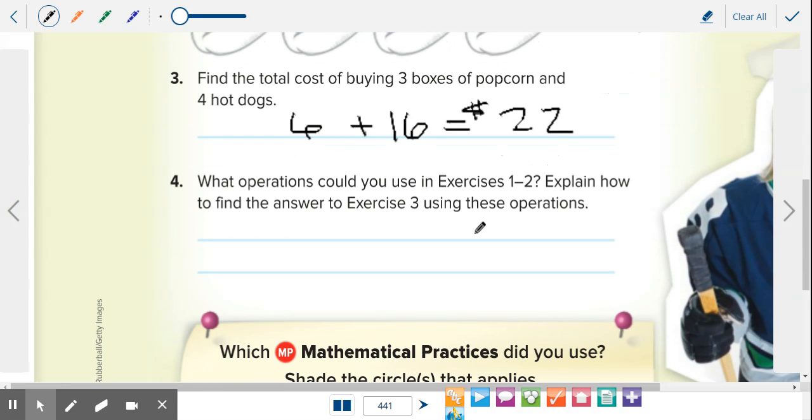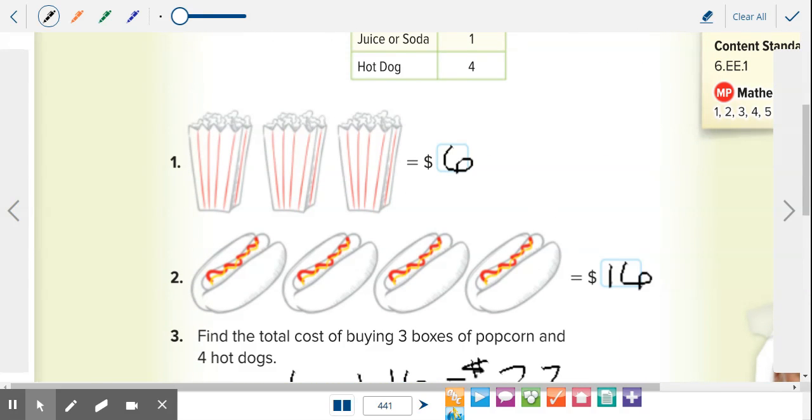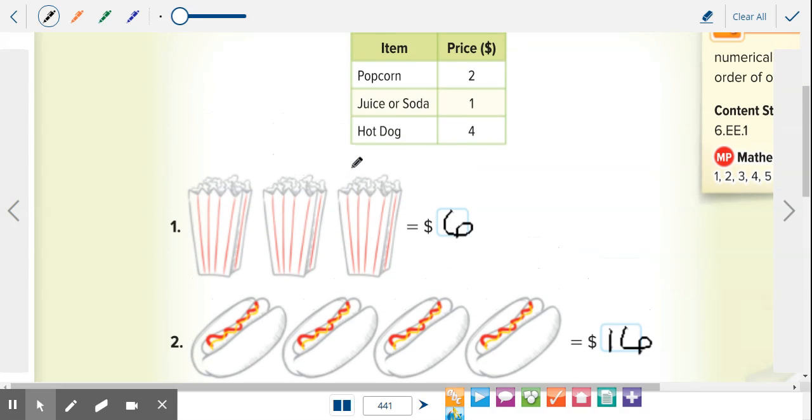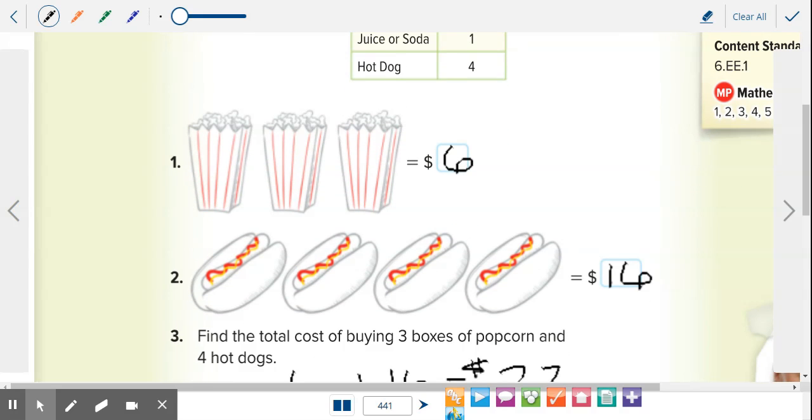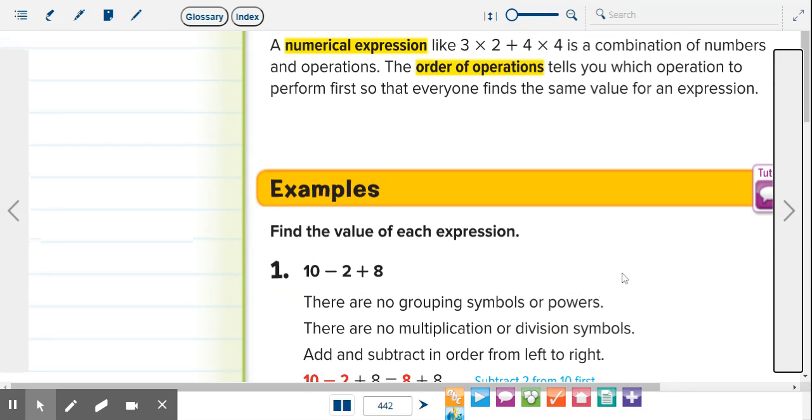Okay, so number 4. What operations could you use in exercises 1 and 2? What could you do here to solve these? So one of them is addition. What else could you have done? Multiplication. Okay, so you can do either multiplication or addition to solve these. That's the good thing with this, all right? Since we know there's 3 popcorns, you know that each one of those costs $2. You can add 2 plus 2 plus 2. Or you can do 3 times 2. Same for the hot dogs. Okay, it's totally up to you. Whatever is easiest for you, it means the same thing. Okay, let's go ahead and go on to the next page now.